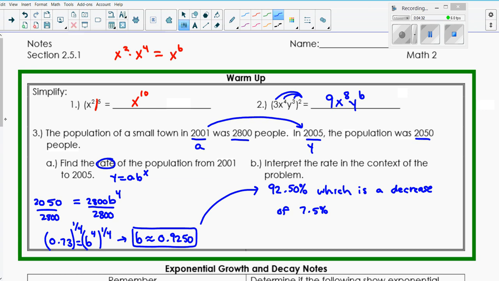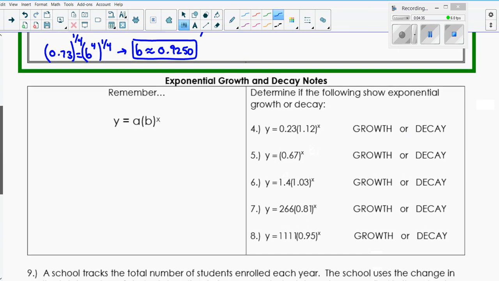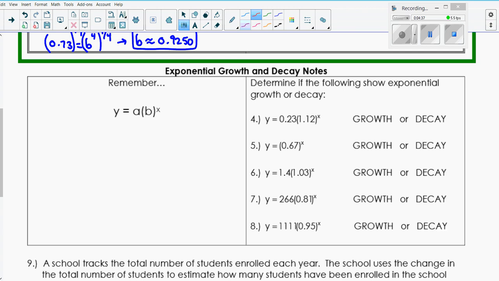Okay, so now we're going to put some formal notes to this in case you've forgotten some things. So first, let's talk about what each of these values mean. This is the end amount. Opposite of that, A is your initial amount.